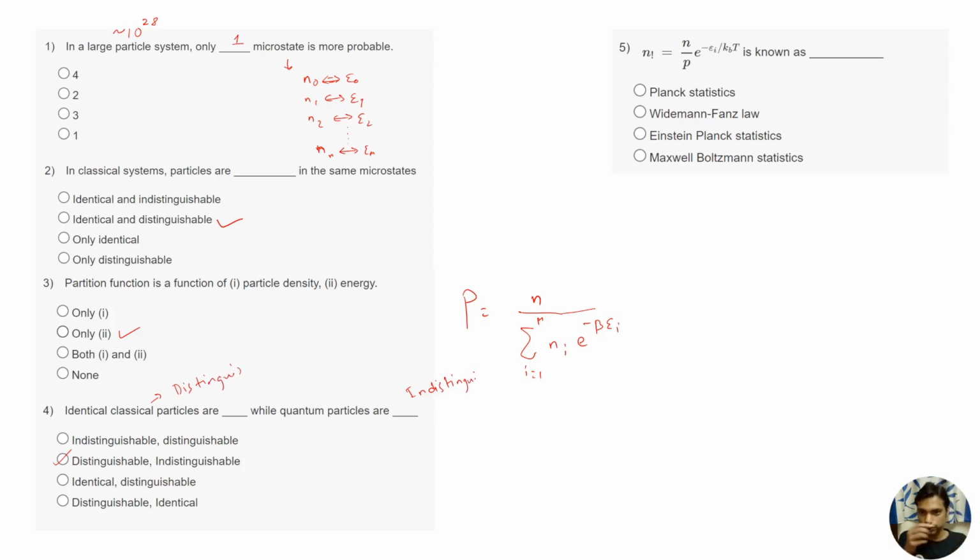Okay, what about the fifth? Here, we just wrote it over here. What about this? This is known as what distribution, or what statistics? Basically, Maxwell-Boltzmann, right? Yes, this is Maxwell-Boltzmann statistics, correct.